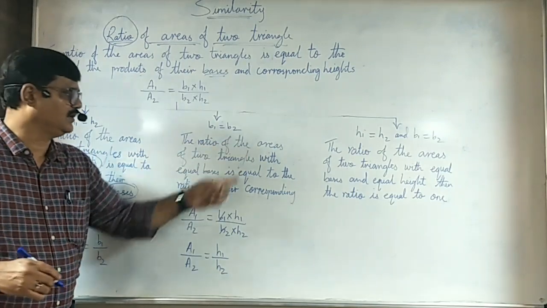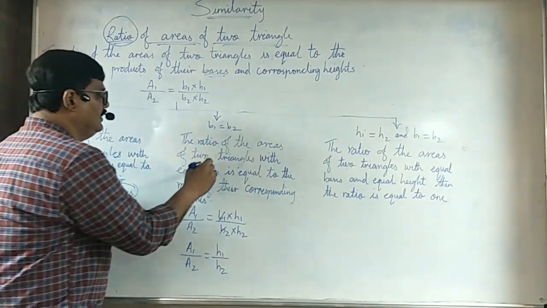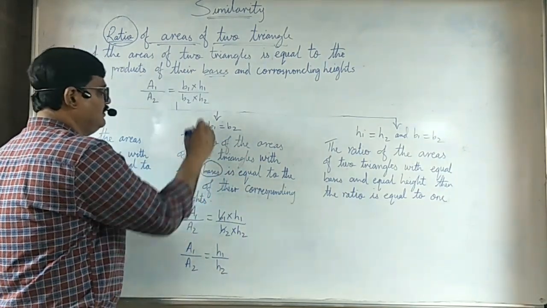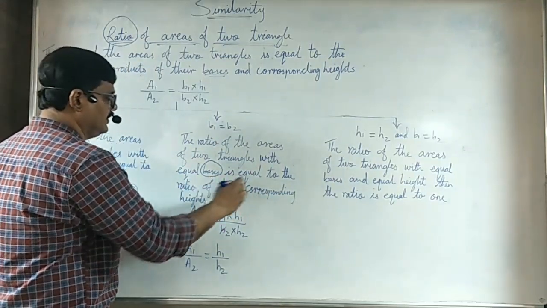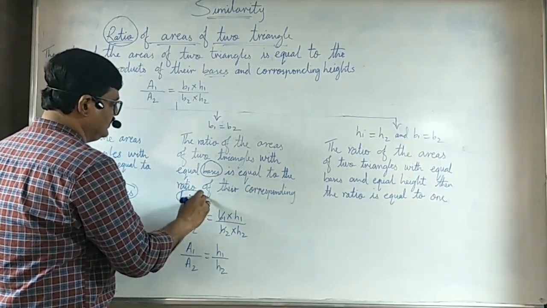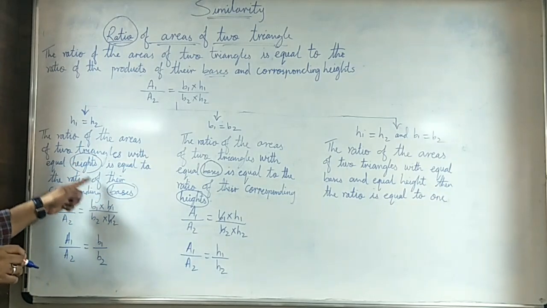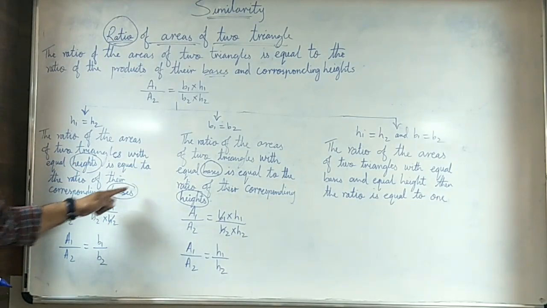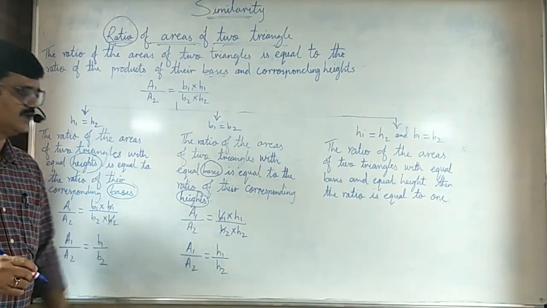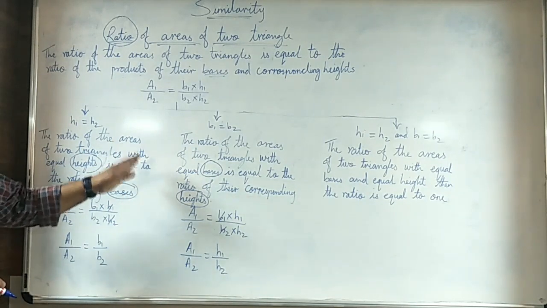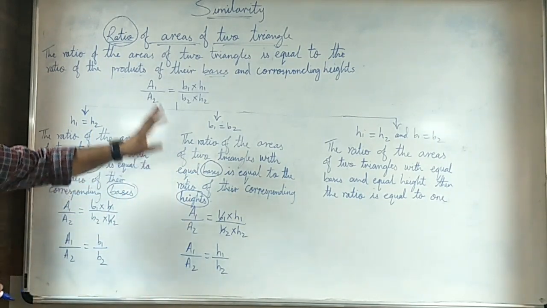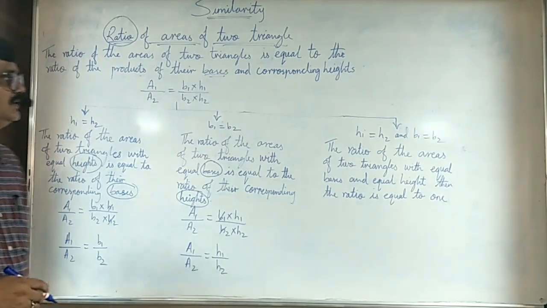The ratio of the areas of two triangles with equal bases is equal to the ratio of their corresponding heights. Here, when the height is equal, the ratio is equal to the corresponding bases. When the base is equal, the ratio is equal to the corresponding heights. Now, got it? This is the third property. Now the next condition.